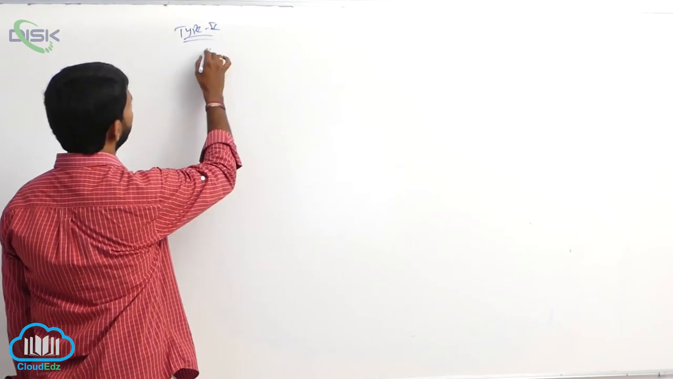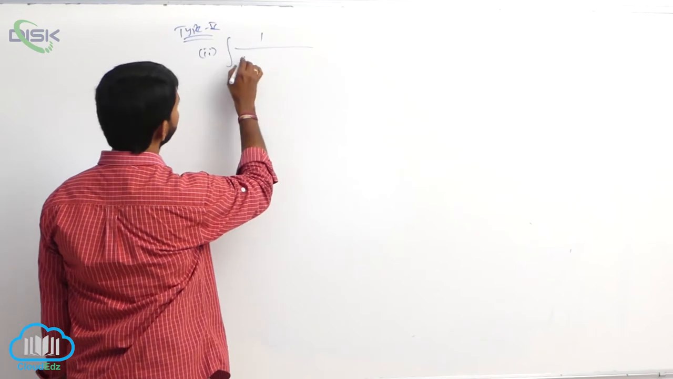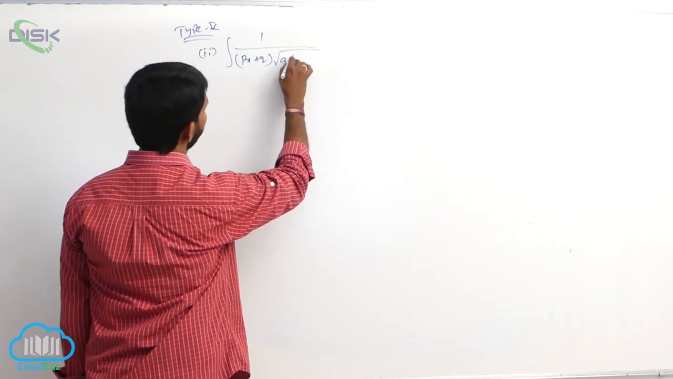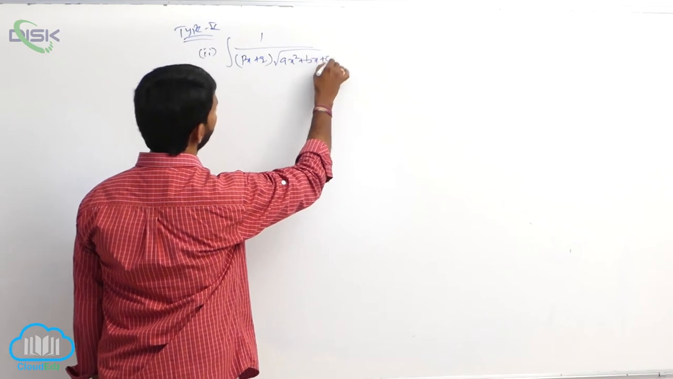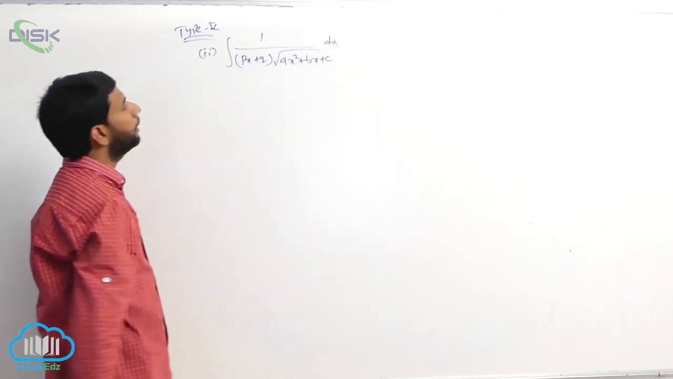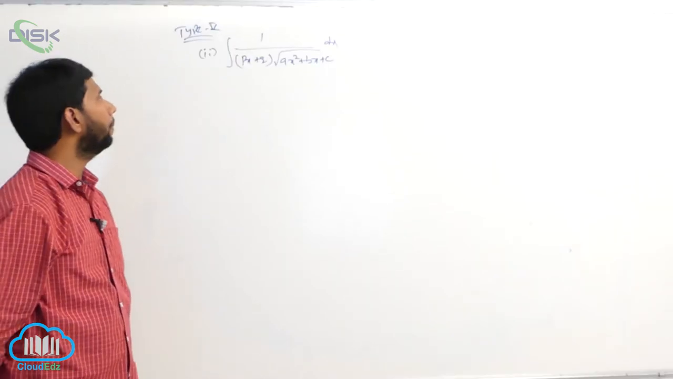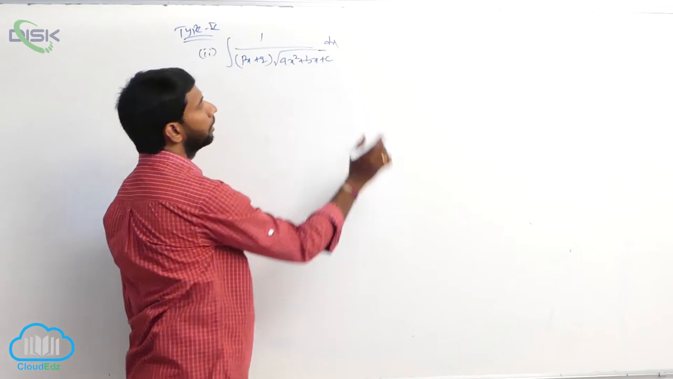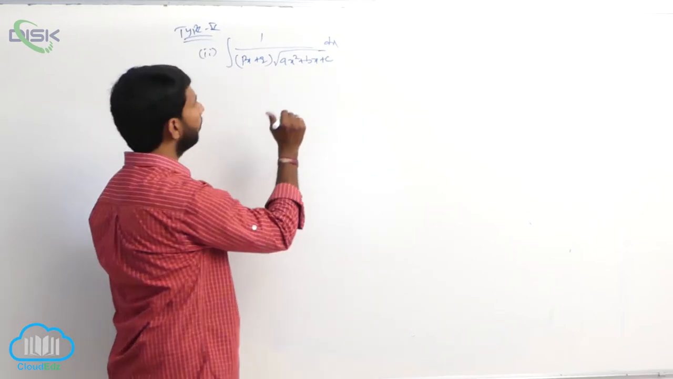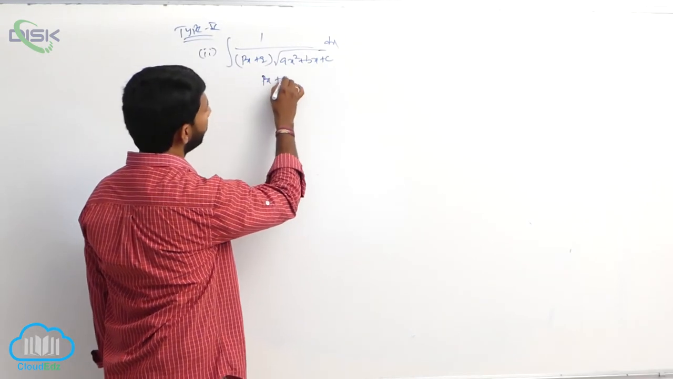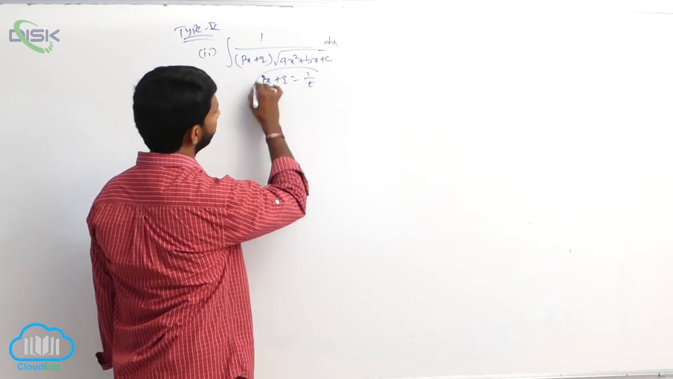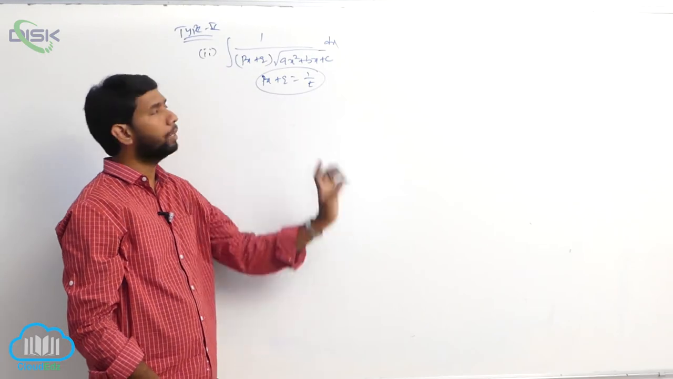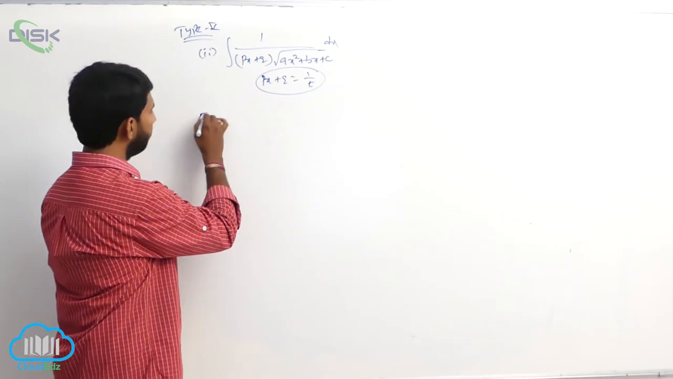And next one, any integral of the form 1 by (px plus q) into square root of ax square plus bx plus c into dx. This type of problem can be solved by taking px plus q is equal to 1 by t.